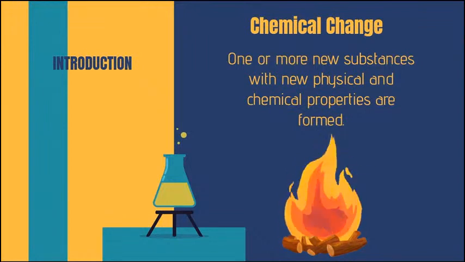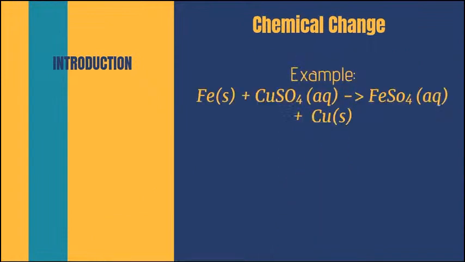So this statement is proved quite easily. That is, we got many different substances from what we started with. That is what the statement said: one or more new substances with new physical and chemical properties. All of them had new physical as well as chemical properties. So that is nothing but a chemical change. And if you want to get better at it, let's look at another example of a chemical change.